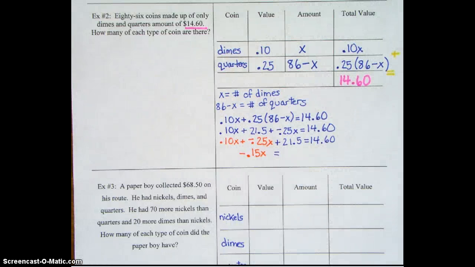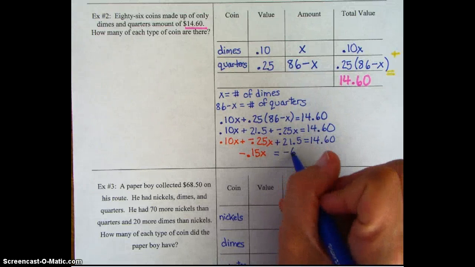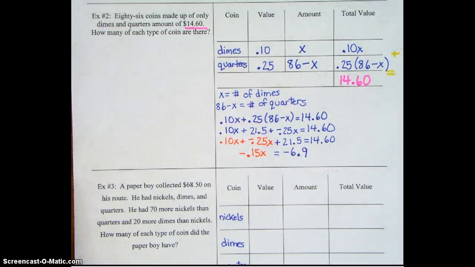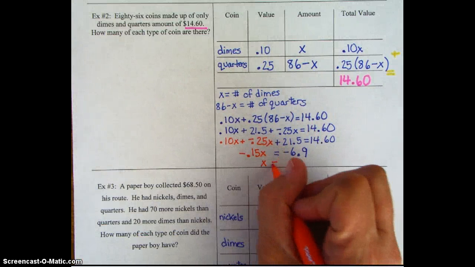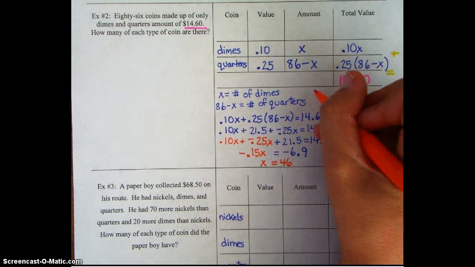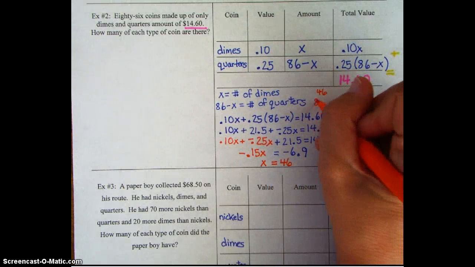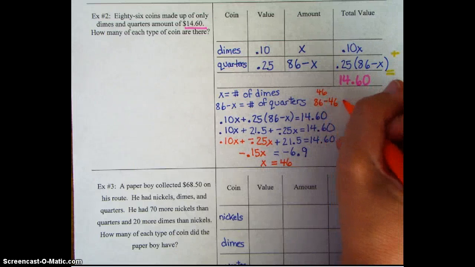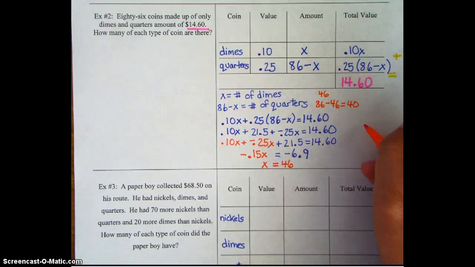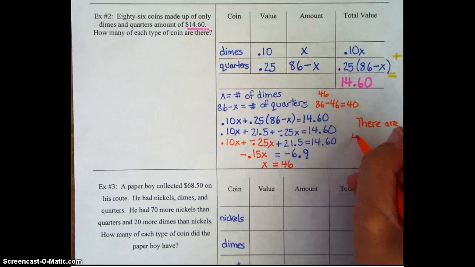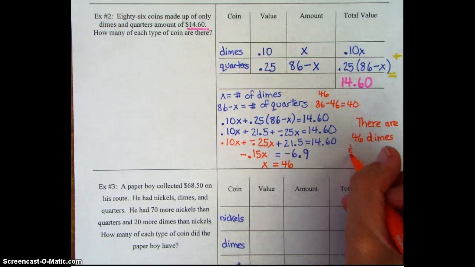If we subtract 21.5 from 14.6, we're also going to get a negative. This is why it really doesn't matter, is because what happens when you divide two negatives? It becomes positive. Your x value ends up being 46. So 46 is your number of dimes. 86 minus 46, which gives you 40, is your number of quarters. So that means that your answer is there are 46 dimes and 40 quarters.